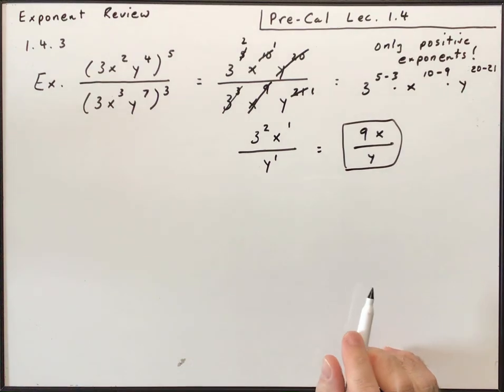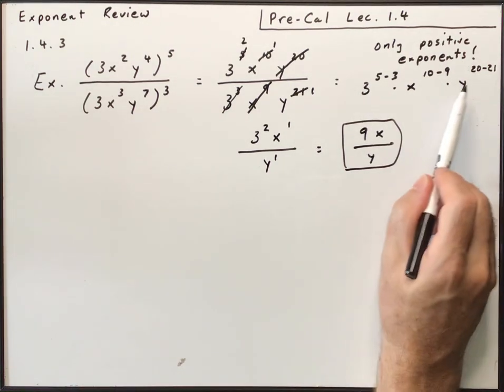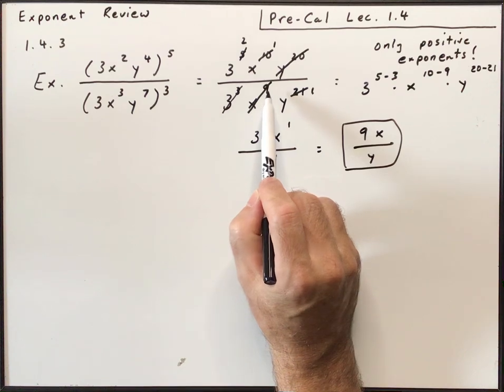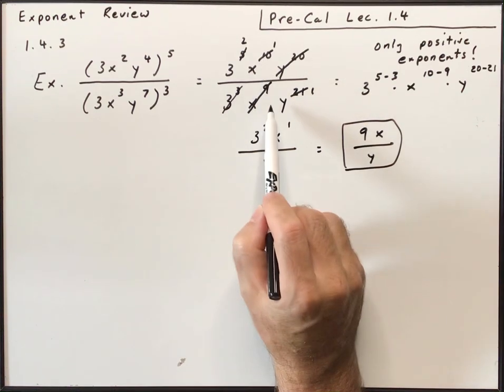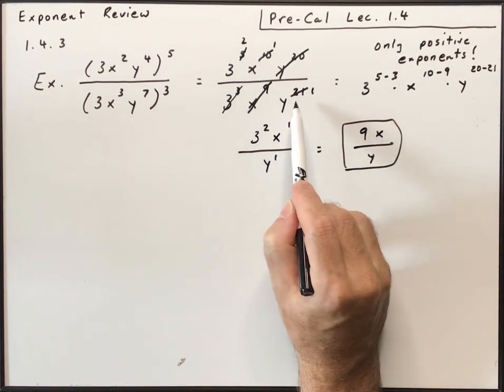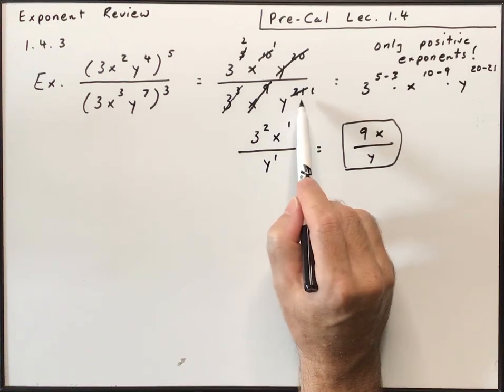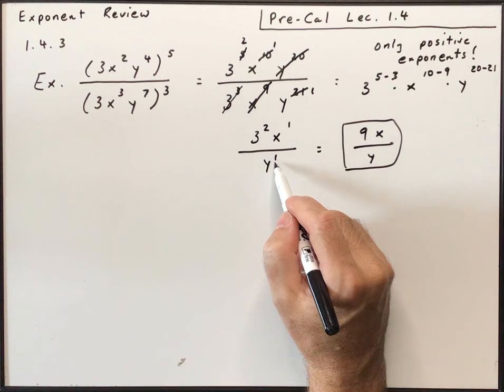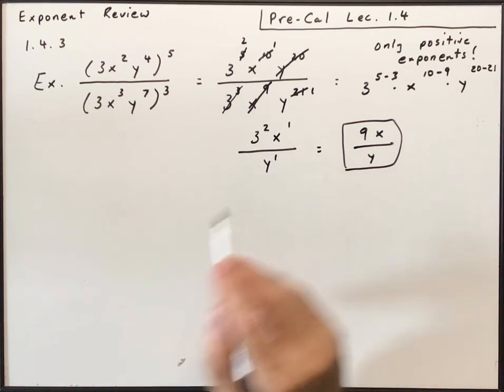I hope that made sense. Whatever exponent wins, they stay on top or bottom. Okay, so this time with the y's, the bottom one won, W-O-N, so you leave it on bottom.